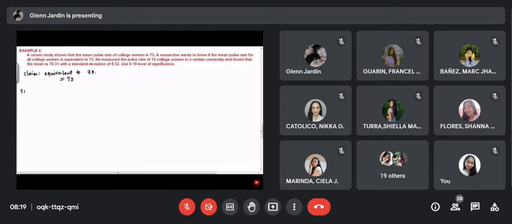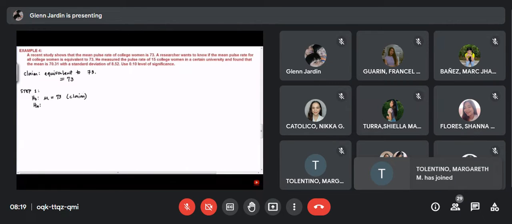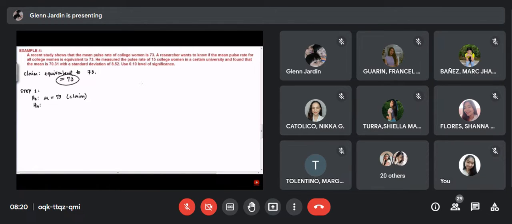Okay? So, ito si step 1. Again. So, HO, HA. So, again, ang ating claim ay equal to 73. Pag equal, nandito yan. Okay? So, nandito yung claim natin. Ang claim, guys, hindi palaging nasa HA. Pwedeng palipat-lipat yan. Pwedeng mapunta sa HO, pwedeng mapunta sa HA. Depende sa given. Okay? So, in this case, equal sign ang ginamit niya sa claim or dito sa gustong malaman nitong researcher. Therefore, ang magiging claim nyo nasa HO. Okay? Mu is equal to 73.